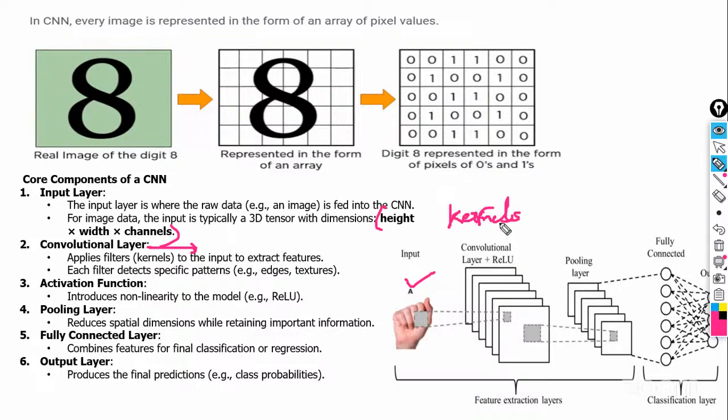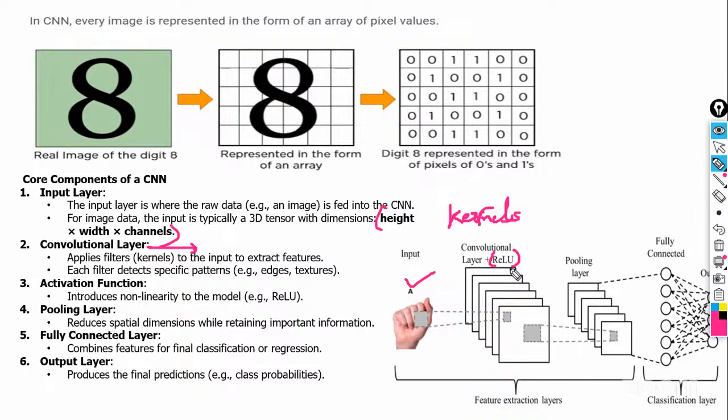So these filters, kernels, are responsible for identifying the patterns, the edges, and the textures present inside an image. Once we apply a filter, a kernel, on the image, we'll also perform an activation function. In general, ReLU is used. So we introduce non-linearity to the model by including an activation function. Yes, this helps us include some non-linearity.